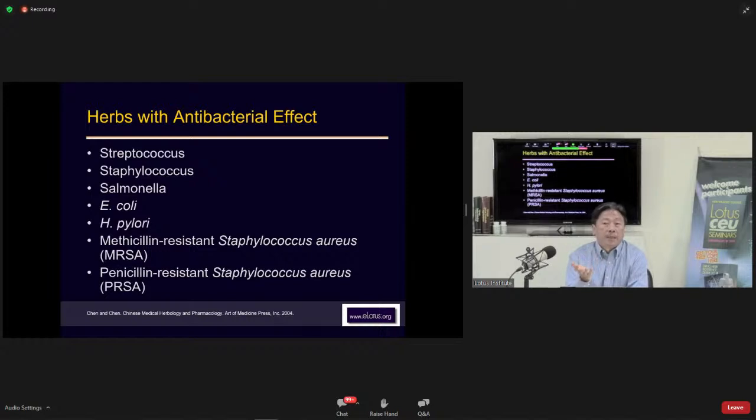aureus, PRSA. This type of research is not too hard to do, because basically what you need to do is get the herb or the extract of the herb and then isolate various cultures of these bacteria and put them next to the herbal extract. If the herb is able to kill the colonies of these bacteria, that means this herb is effective against that strain. So this being one of the easier research to do, there is a lot of information available in this area.